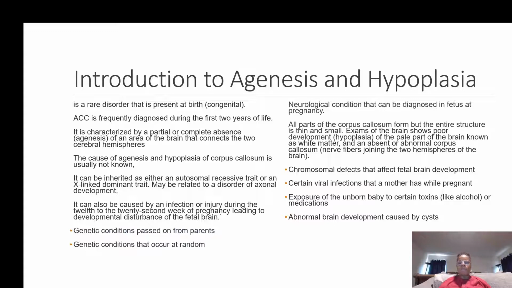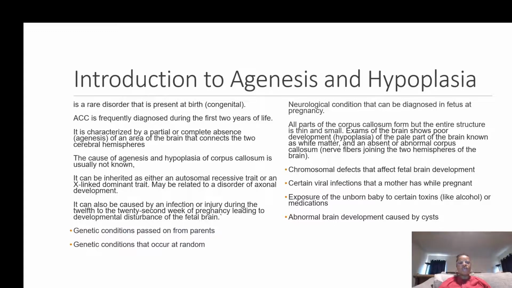It may be related to a disorder of axonal development. It can be caused by infection or injury during the 12th to 22nd week of pregnancy, leading to a developmental disruption of the fetal brain.